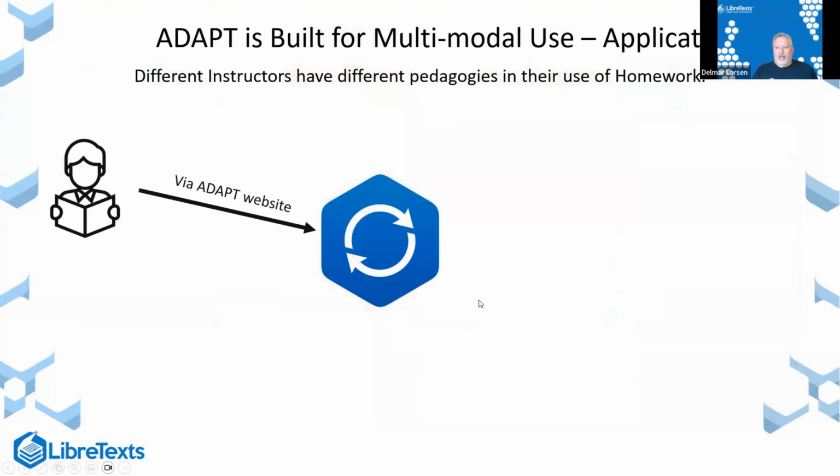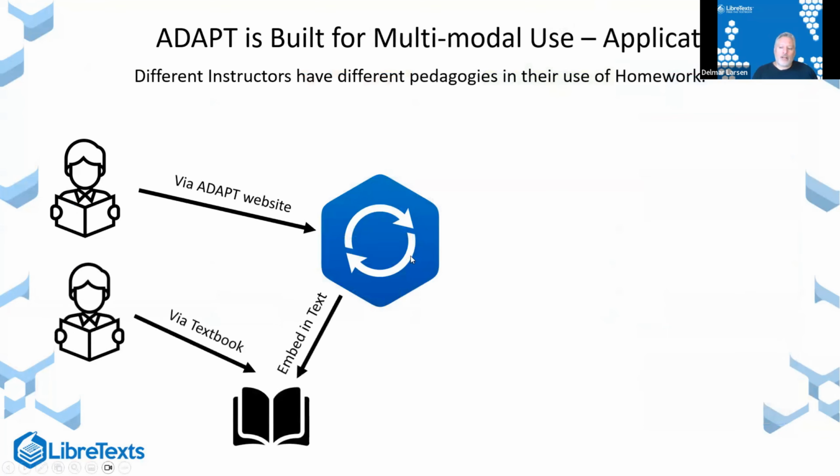ADAPT is designed for multimodal use. Students can access ADAPT directly and use it via the ADAPT website by going to adapt.libretext.org and obviously signing in in order to have access to their homework system. You can embed questions from your ADAPT course as an instructor into your textbook. So now your textbook becomes a homework system.